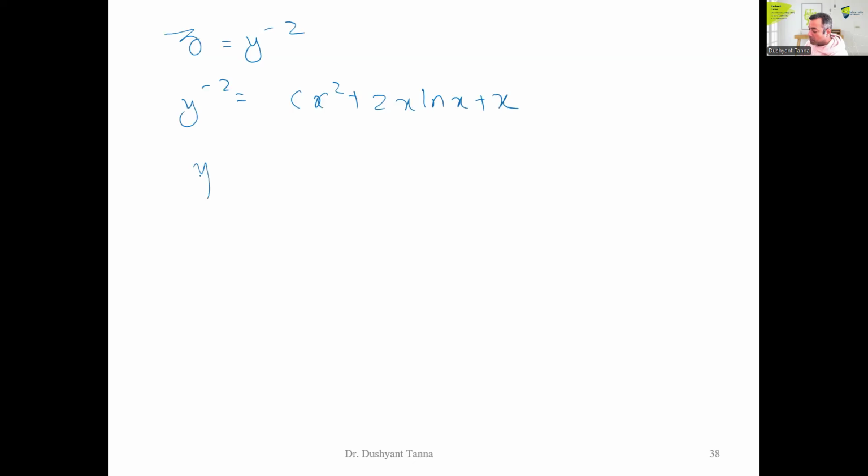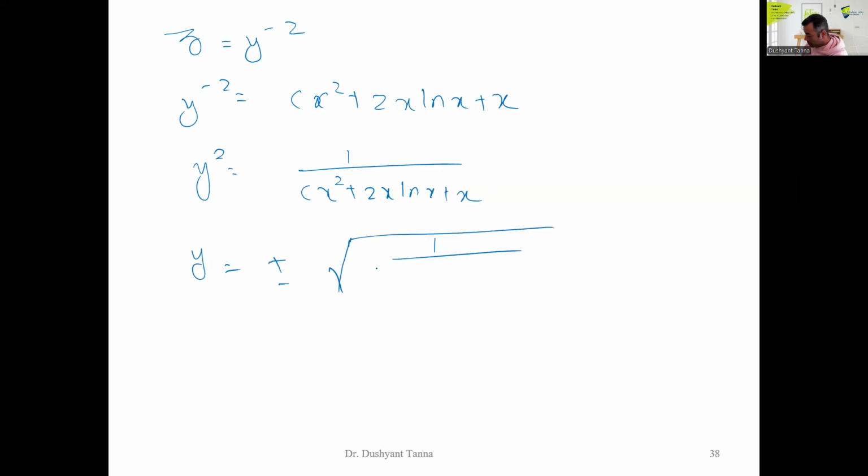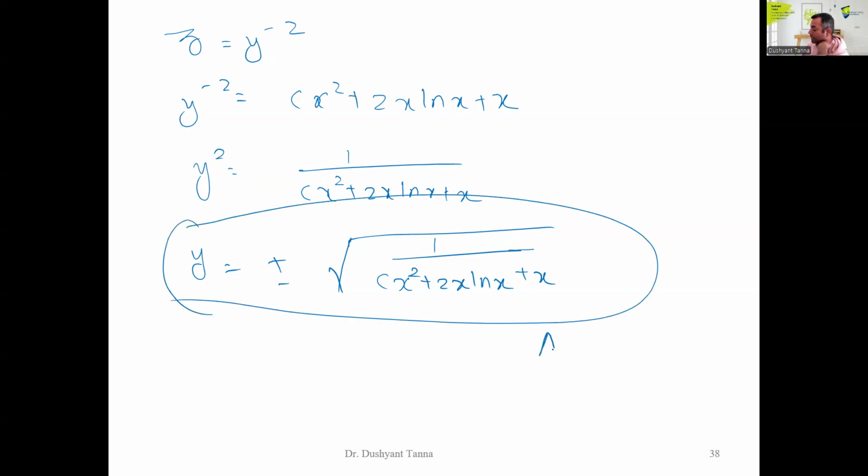And therefore, y squared is 1 over that. And therefore, y is equal to plus or minus. Don't forget plus or minus. 1 over cx squared plus 2x ln x plus x. That's it. It's a few extra steps, but that is your final one.